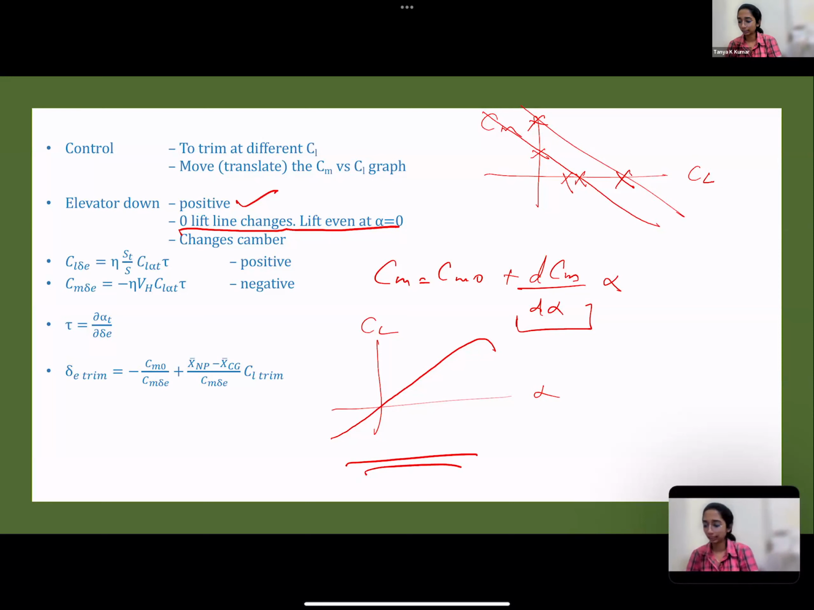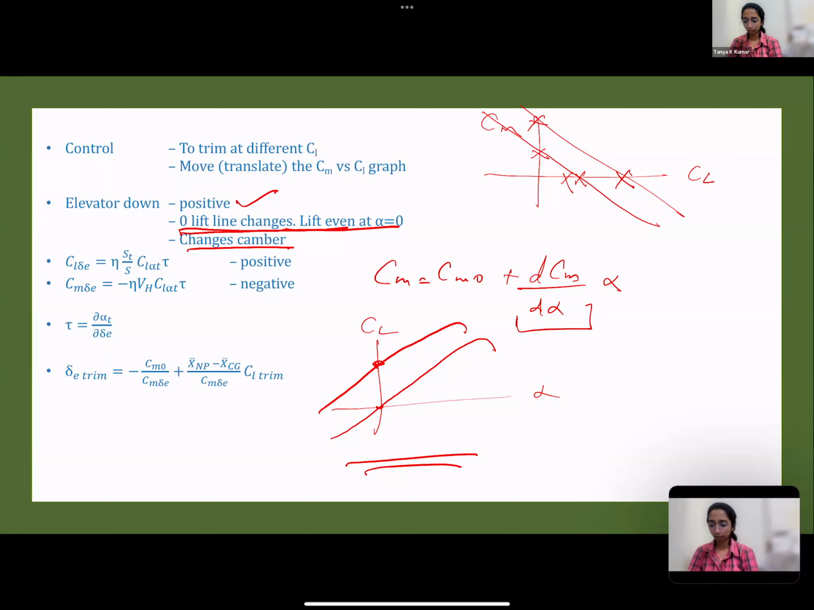Intercept changes, exactly. So it becomes a cambered airfoil. The zero lift line changes. It translates. Again, it doesn't rotate, it translates. So the intercept from 0 becomes CL naught. CL naught becomes positive. That is the change between a symmetric and cambered airfoil. We had just discussed this. So this is what the elevator does. It changes the zero lift line. It changes the camber. It increases the camber. If I deflect the elevator up, it decreases the camber.